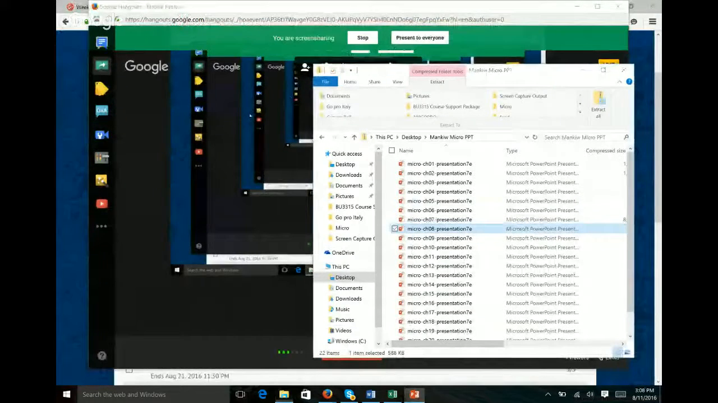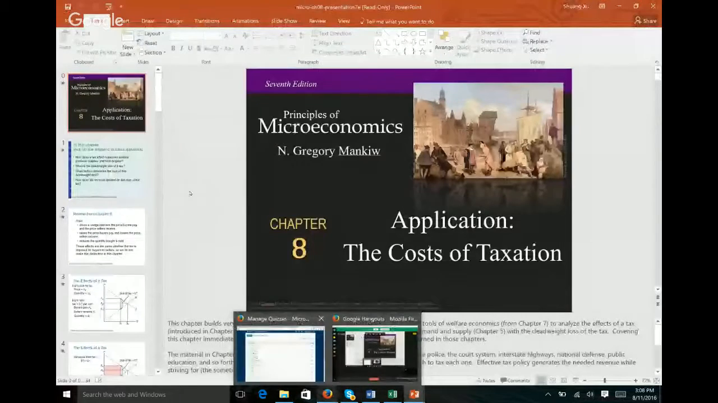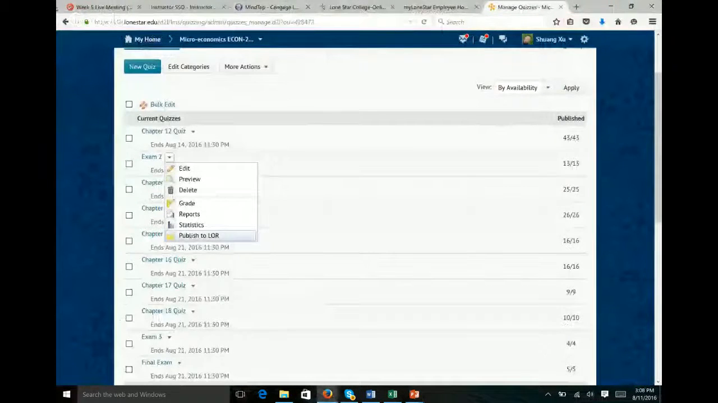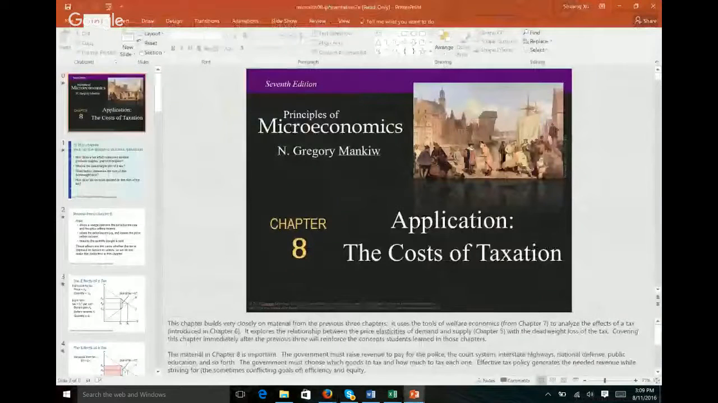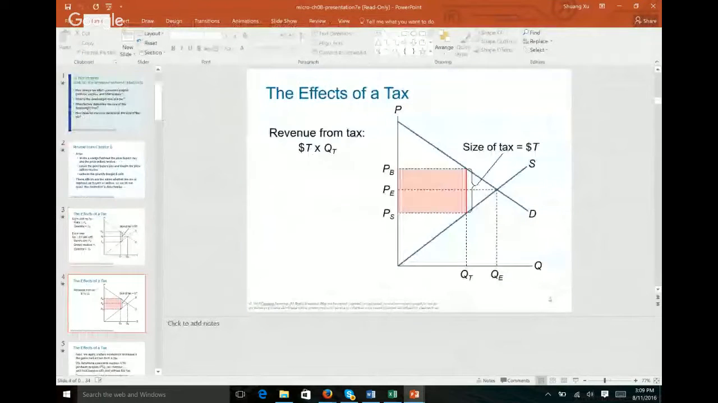Now for chapter 8, it's a little tricky. Let me go back to my page. All right, chapter 8 over here is the cost of taxation. For this chapter, know what government revenue is. This shaded area is our government revenue. With the tax, remember, this top triangle over here is your new consumer surplus. The lower triangle is the new producer surplus. This triangle on the right is our deadweight loss.